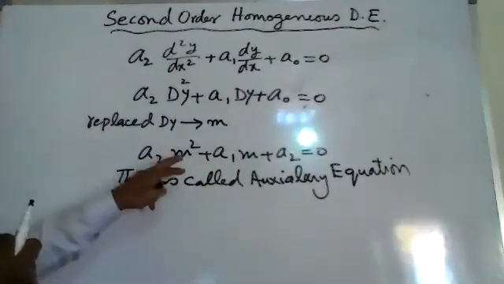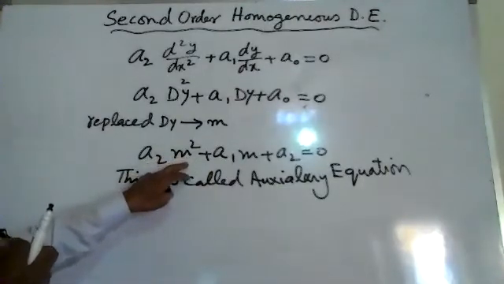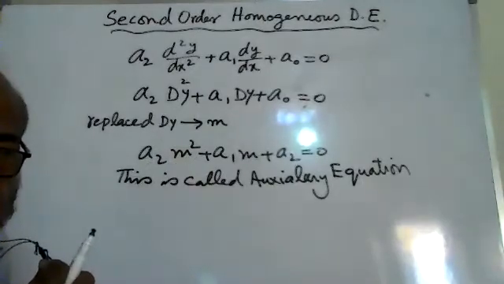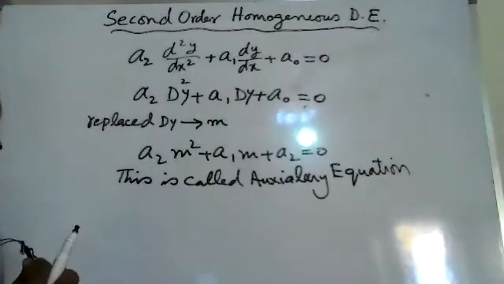The maximum power of M is 2, so this is the quadratic equation. We will solve the quadratic equation to get the answer.